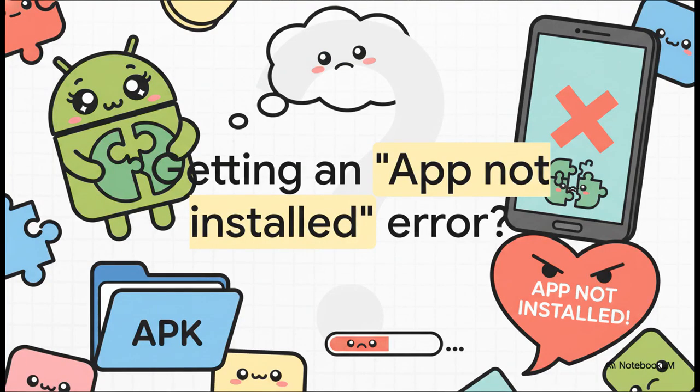All right, here's a big one. You've probably seen this before. You tap install on the file you just downloaded, and you get that super unhelpful message, "app not installed." Ugh, it's so frustrating, right? But the good news is, there's usually a really simple reason for it.